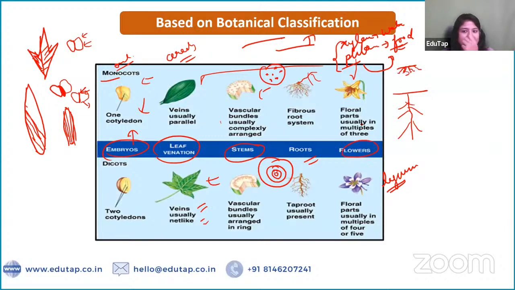ठीक है, flowers का क्या arrangement होता है, multiple of 3 में होते हैं. ठीक है, floral parts are usually in multiples of 3, while in the case of dicots they are in multiples of 4 to 5. ठीक है, ये आपके कुछ differences हैं on the basis of monocotyledons.